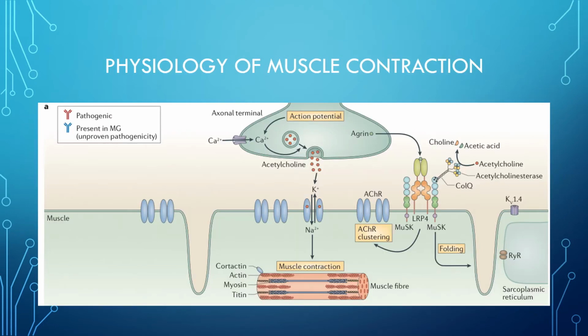So let's review the classic physiology. Under normal physiologic conditions, calcium comes in through the axon terminal and binds to this vesicle here. It allows the vesicle to fuse to the synapse, and then it releases acetylcholine. Acetylcholine can then bind to the postsynapse and allow sodium to enter. And if you remember your action potential, as soon as sodium enters, it causes a depolarization of the cell, and all of a sudden you get a contraction.